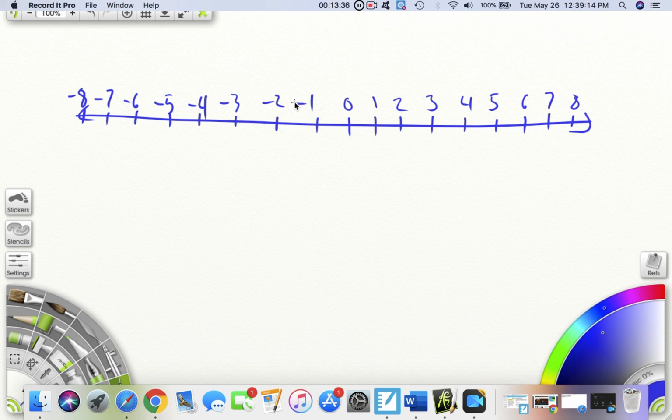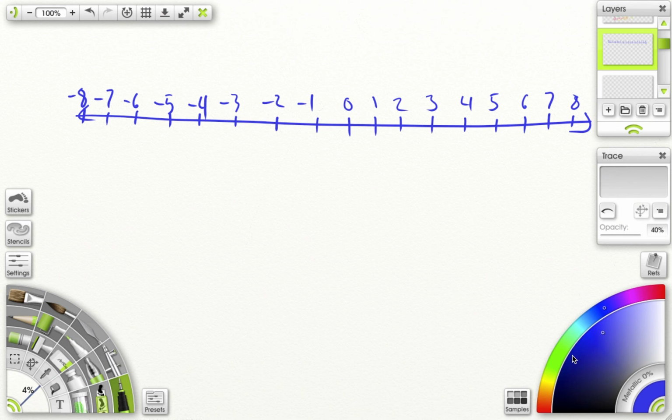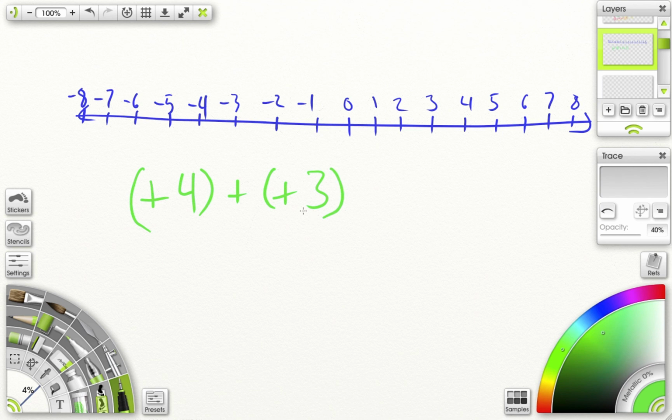All right, so here's my number line. We're gonna do a couple questions. So let's do positive 4 plus positive 3. First step is look at your first number, positive 4. Locate positive 4 on your number line. It's right here.